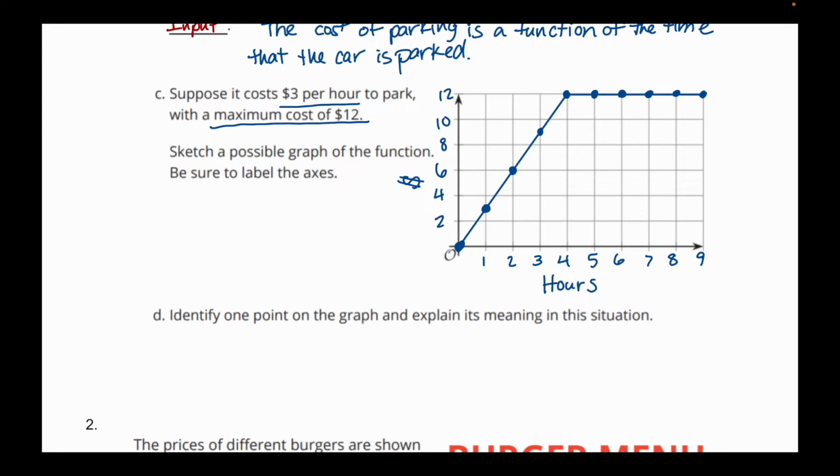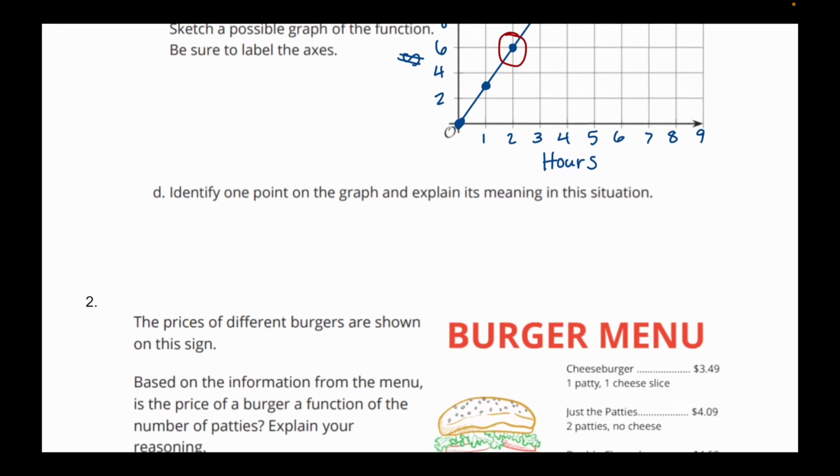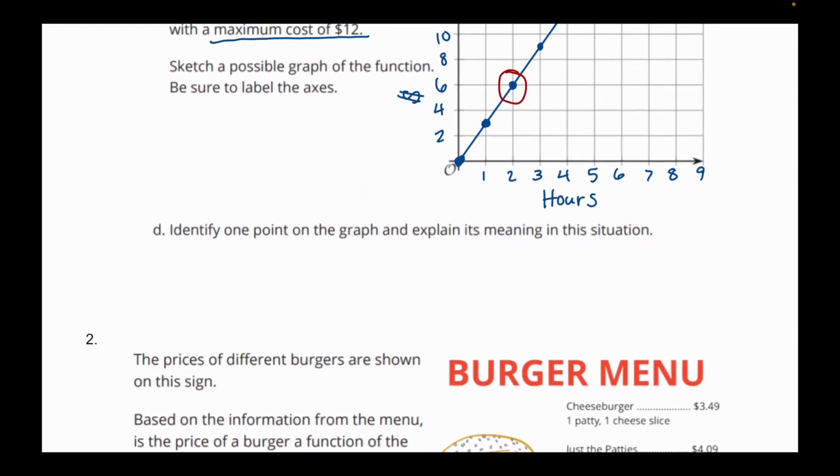So I'm going to use my red pen here and I'm going to circle, let's circle 2, 6. So that's this point right here. So let's explain its meaning. Since I circled it in red, I'm going to put my explanation down here in red. So the point I chose is 2, 6.